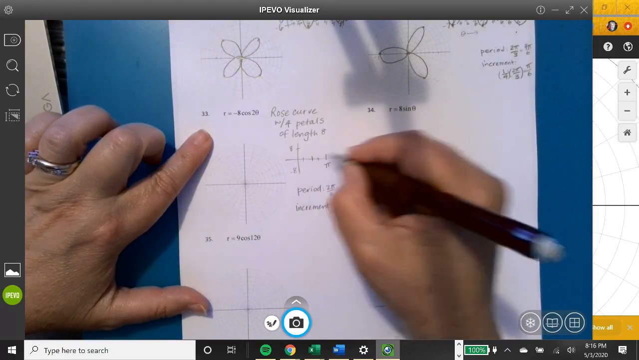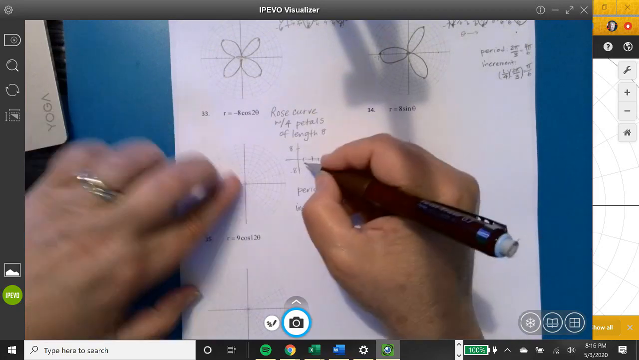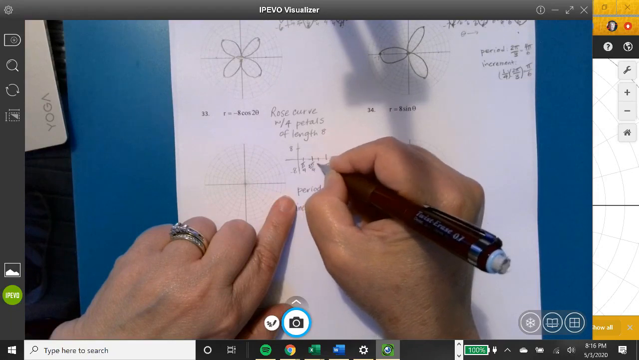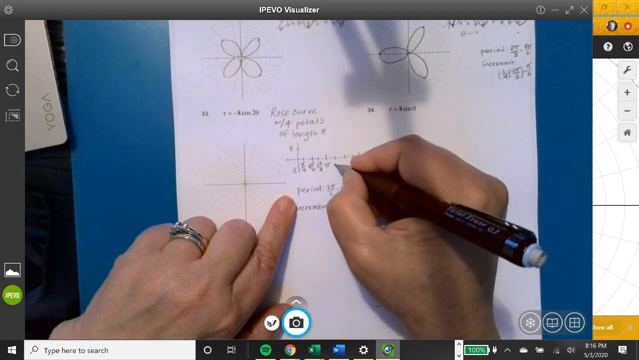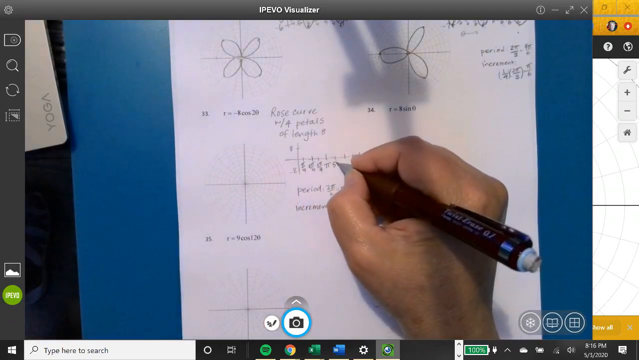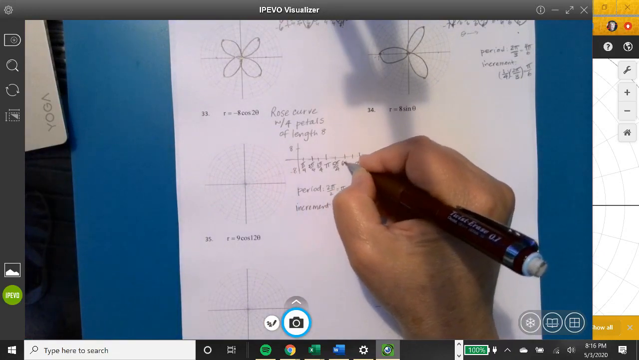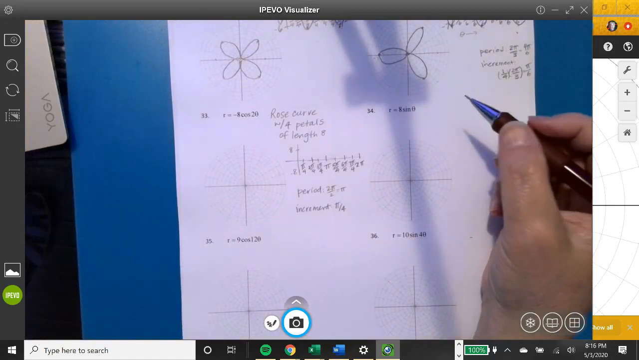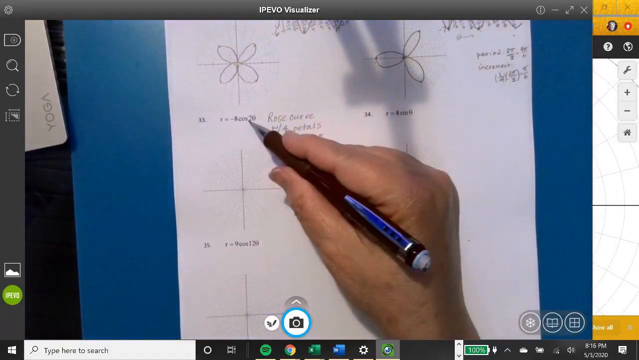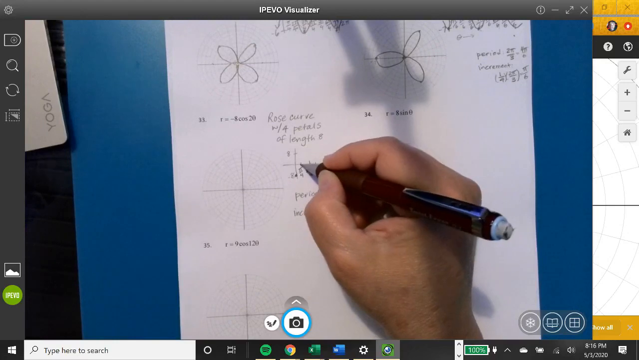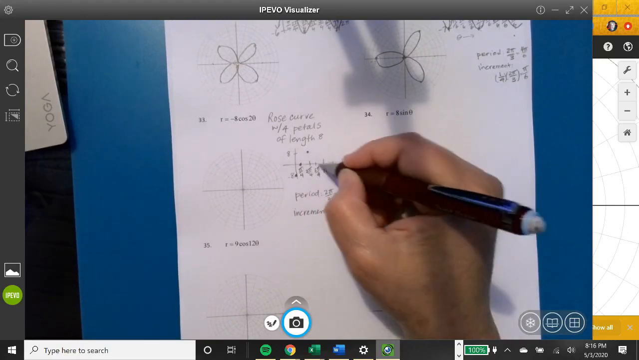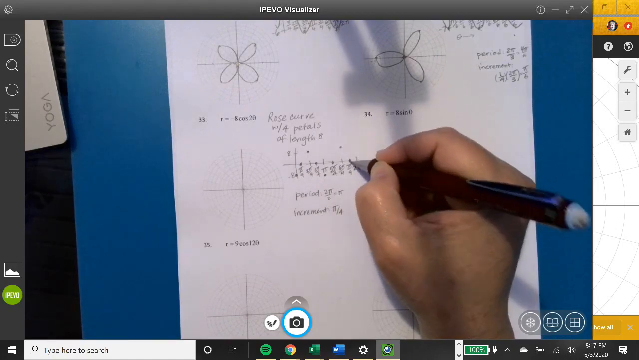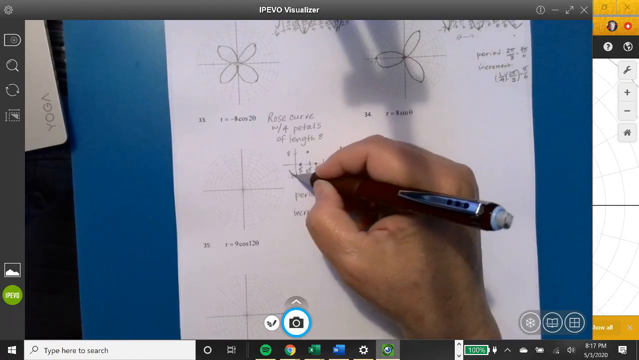Half, half, half, half, half, half. Okay, so this is pi over 4, 2 pi over 4, 3 pi over 4. Let's see if I can count better this time. 4 pi over 4, 5 pi over 4, 6 pi over 4, and 7 pi over 4. Okay, so we're going to start negative. So it's a negative cosine curve. So I start down here, back to the midline, up, back to the midline, down, back to the midline, up, back to the midline, and down. Here we go.